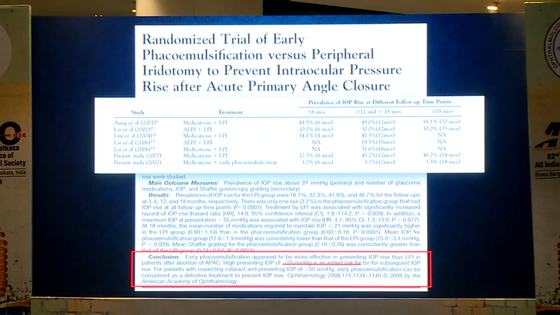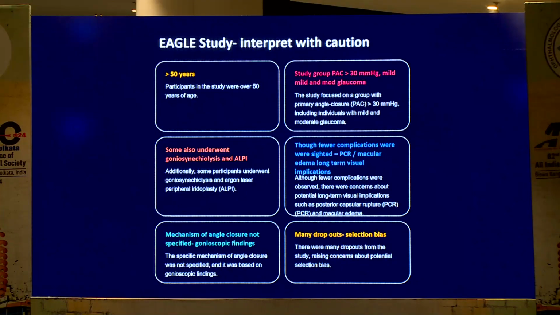So as I told you, there are multiple studies which have shown the superiority of early phacoemulsification compared to laser peripheral iridotomies in angle closure, even in acute angle closures and in angle closure glaucomas. However, this does not always hold good, especially when the intraocular pressure is more than 55 millimeters of mercury. The EAGLE group extended the benefits of phacoemulsification in the angle closure eyes, recommending clear lens extraction in angle closures and angle closure glaucoma.